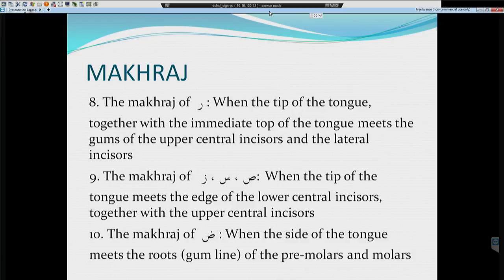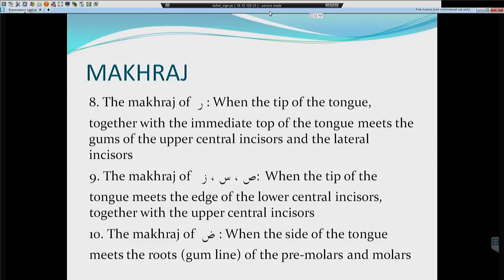Okay. The makhraj of dad. Now this is the hardest letter of the Arabic language. Dad is not pronounced like dal except with full mouth. People sometimes pronounce it dad, just like dal, right? Dal, what was the makhraj of dal? When the tip of the tongue touches the gums of the upper central incisors. This is the makhraj of dal. Dal, ta, and ta. These all come from the same makhraj. But dad, actually, you don't even touch the beginning, the front part.